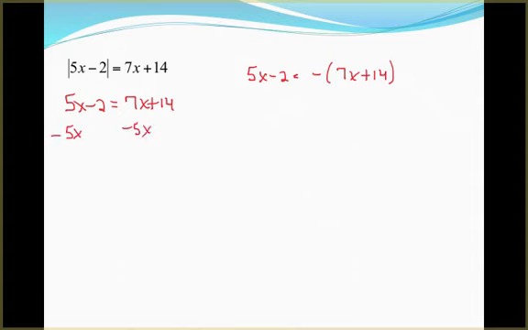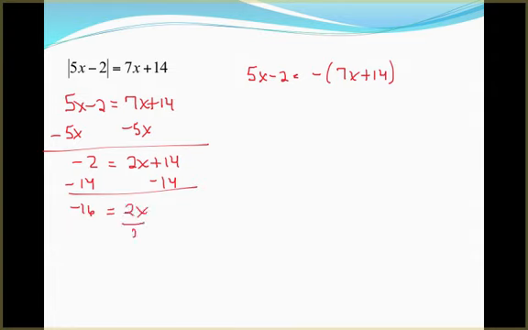All right, let's finish up with one more problem. So we have the absolute value of 5x minus 2 is equal to 7x plus 14. Since our absolute value is by itself, we can go ahead and write our two problems. So 5x minus 2 would be equal to 7x plus 14, and 5x minus 2 would equal negative 7x plus 14. So if we solve this first equation, I'm going to subtract a 5x from both sides. Then I'm going to subtract a 14 from both sides. Divide by 2.